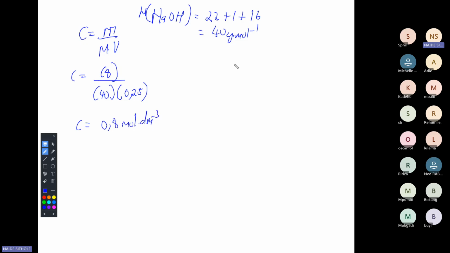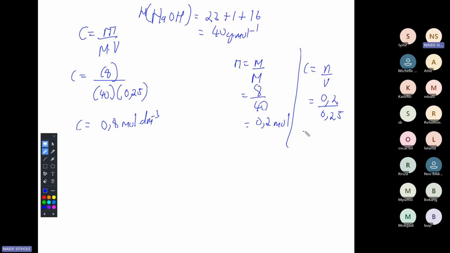Or there will be those that prefer to first calculate the number of moles and then the concentration. So 8 divided by 40, you're going to get 0.2 mole. And then from there on, you're going to say C is equals to n over V. 0.2 divided by the 0.25, you still land at 0.8 mole per dm cube. Right. So whether you go with option 2 or straightforwardly option 1, it's up to you.